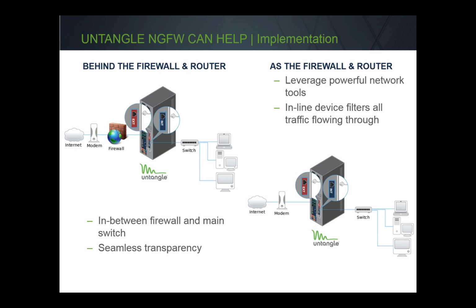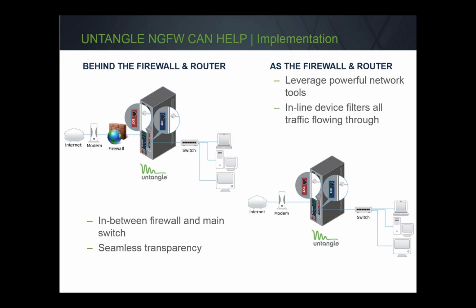So how do you get Untangle? How do you deploy it? Where do I put it? And will it work in my existing network? On the left-hand side of the screen, it depicts what we call transparent bridge. And this is simply putting Untangle between your firewall and your main switch. This works for some, not for others, but if you find success with it, go ahead and utilize Untangle this way.